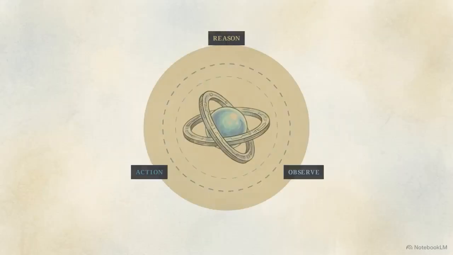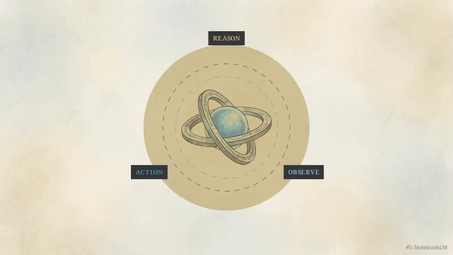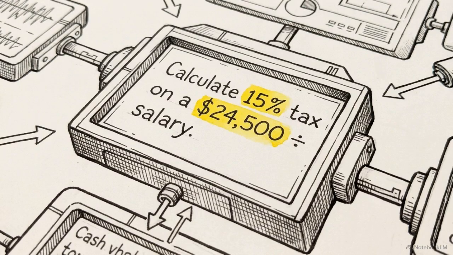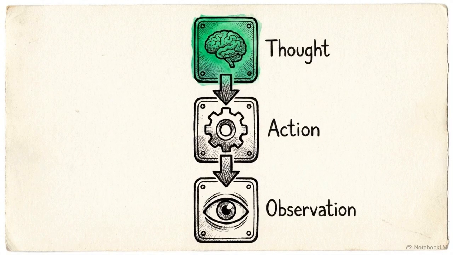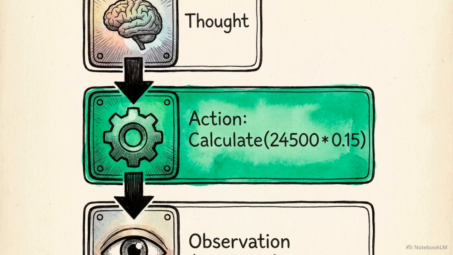We can now see the ReAct kernel in motion through a practical task. A user provides the objective: calculate 15% tax on a $24,500 salary. In step 1, the agent formulates a mathematical plan in its context RAM. This is the thought phase. Step 2 is the action. The agent maps that plan to its I/O driver and triggers the calculator API.